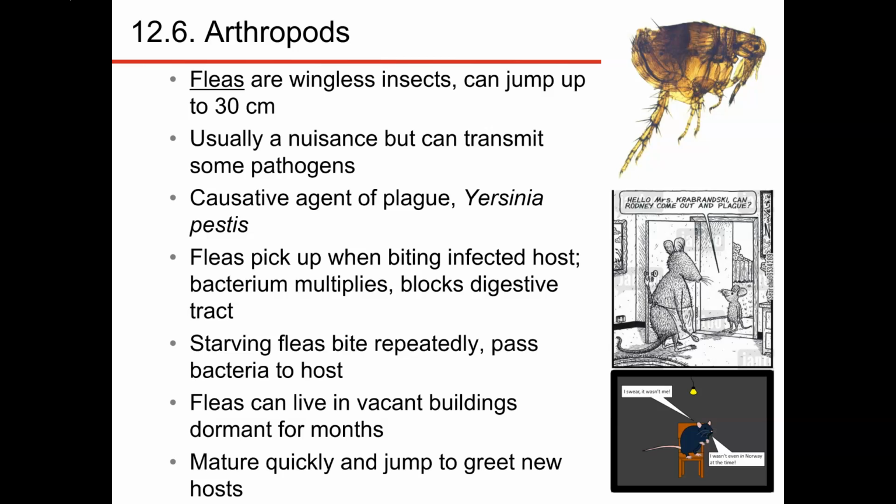Fleas will pick up the plague bacteria when they bite a rat, and then the bacterium will block the digestive tract of the flea. And so the flea will try to bite another host, but when it bites another host, it isn't able to get nutrients because of the blockage, and that causes the flea to vomit back the blood that comes in, and when the blood goes back into the new host, the bacteria also go into the new host.